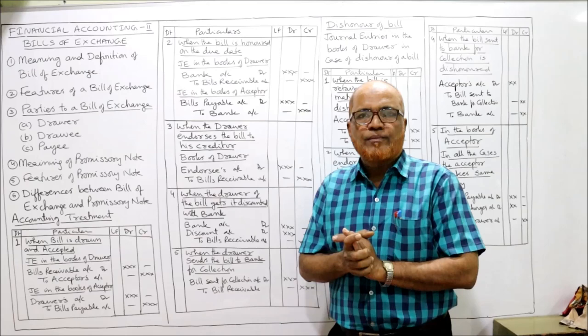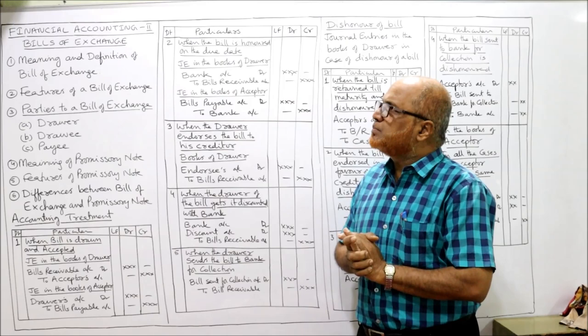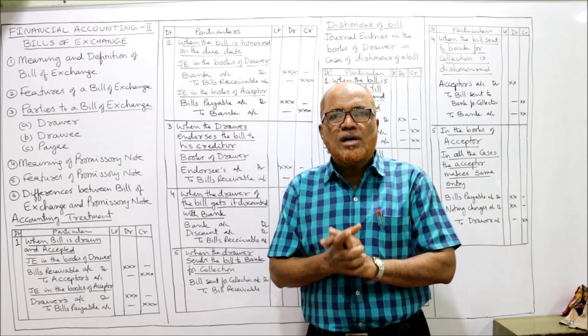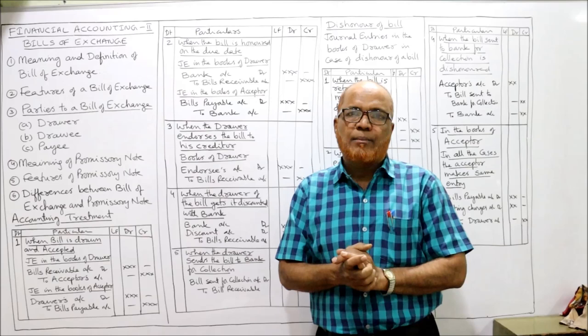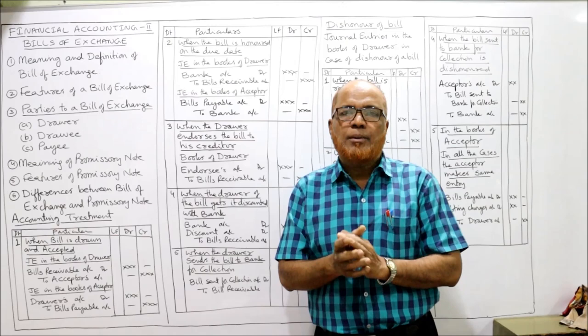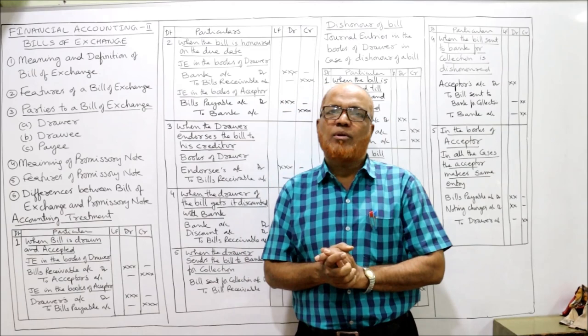Now, first of all, what is bills of exchange? What is the meaning and definition of the term bills of exchange? When goods are sold on credit, the buyer will promise to pay the amount due on a certain date. And this promise will be put in writing in a document. That document may take the form of bills of exchange or promissory note.